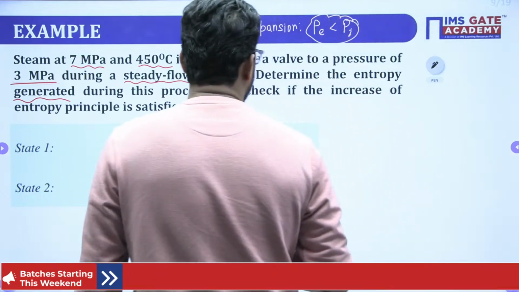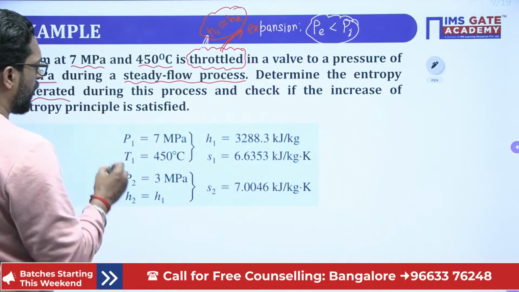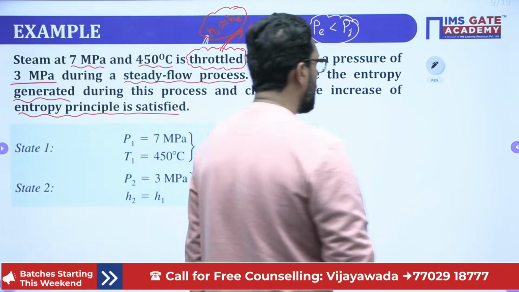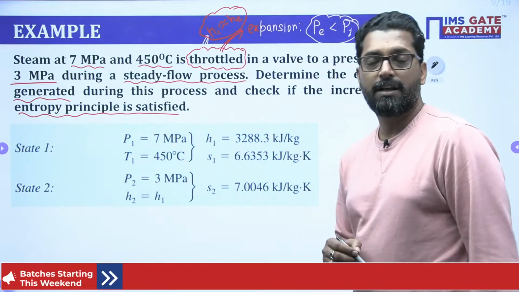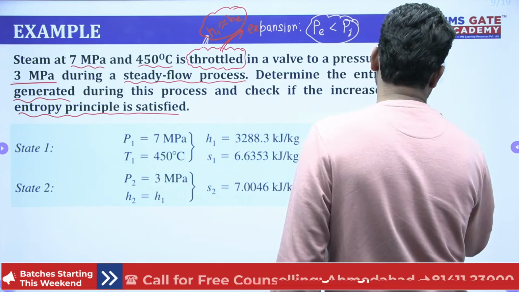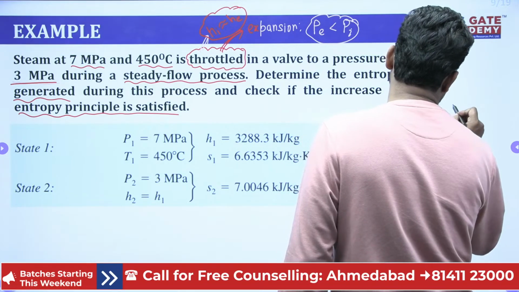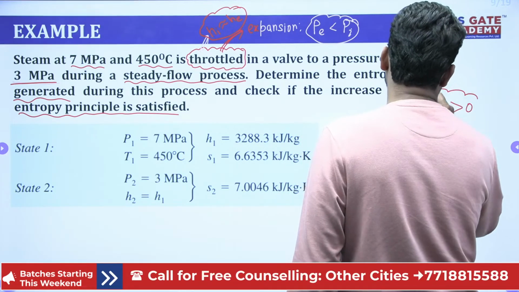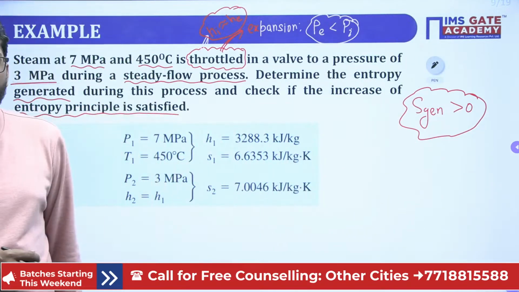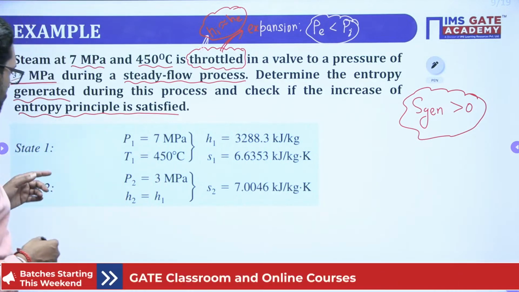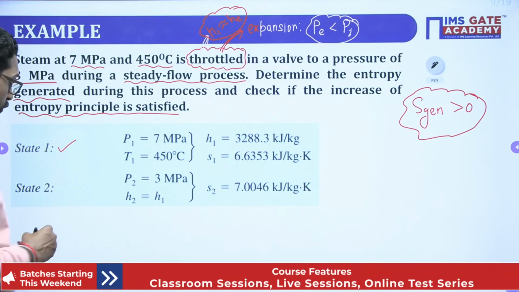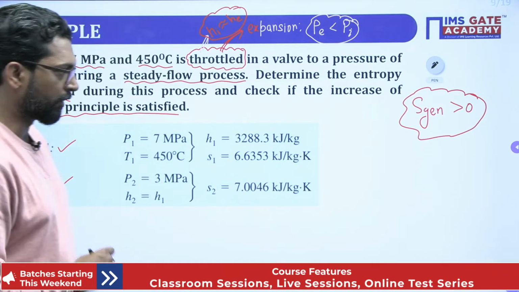And check whether the increase of entropy principle is satisfied or not. What is the increase of entropy principle? The change in entropy of the isolated system, S generation of the universe, must be greater than or equal to 0. That means we also have to prove that S generation is greater than 0. This is the principle of increase of entropy for the irreversible process. Now, the conditions are given: state 1 before throttling, state 2 after throttling.